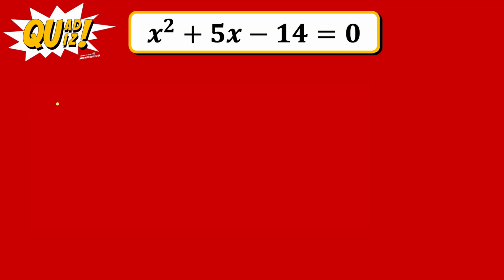So let's start with identifying the A coefficient. The A coefficient is the coefficient of the x squared term, and we know that to be 1. Our B coefficient is the coefficient of the middle term, or the term with x. That's 5. And finally, C is our constant. It's not 14, but it's negative 14. Again, it's very important that your equation is already in standard form before you can give these coefficients.